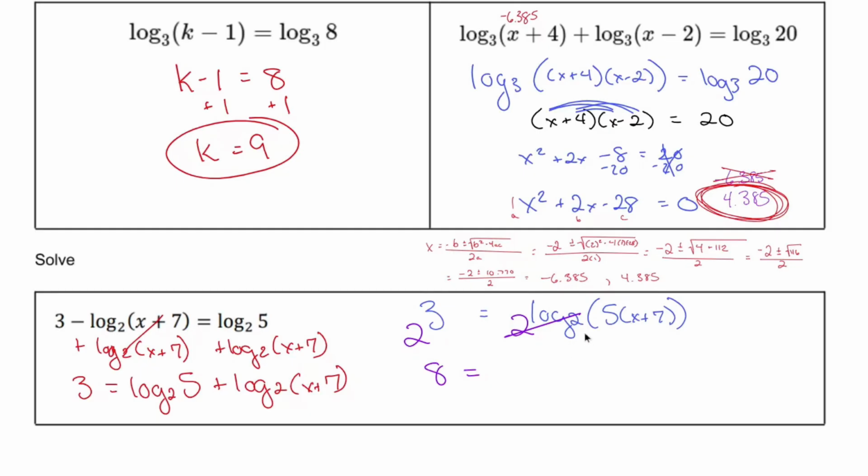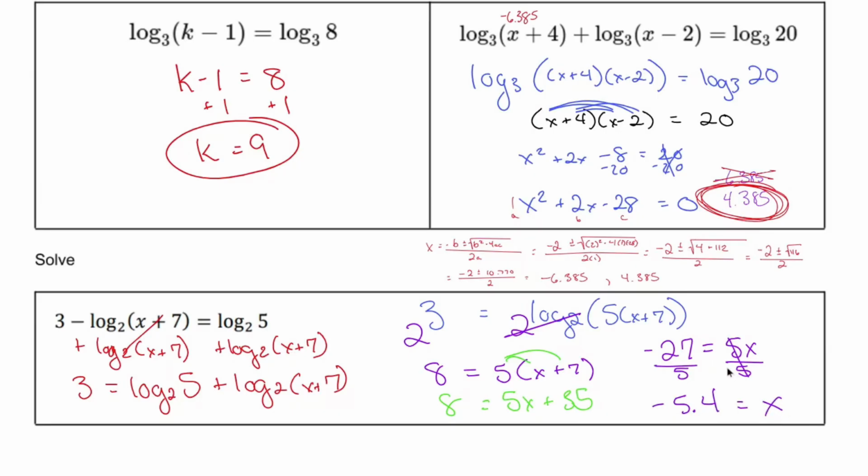And so now I have 8 equals 5 parentheses x plus 7, close parentheses, and now that's much more manageable. Not the prettiest thing in the world, but much more manageable. That becomes 5x plus 35 equals 8. If I subtract 35 from both sides, that gets me negative 27 equals 5x. Divide both sides by 5, and that gets me negative 5.4 equals x.